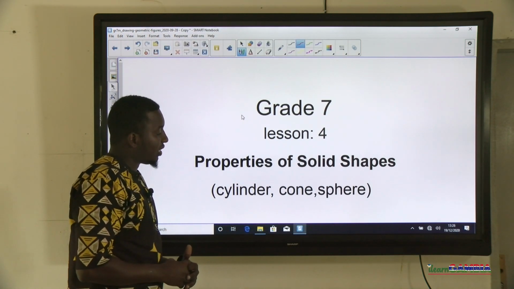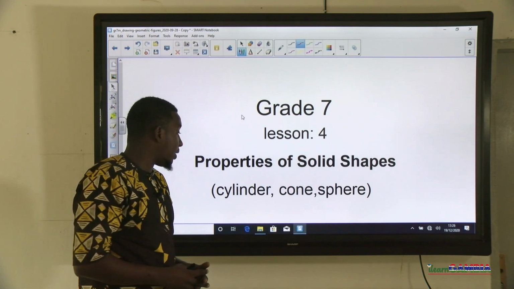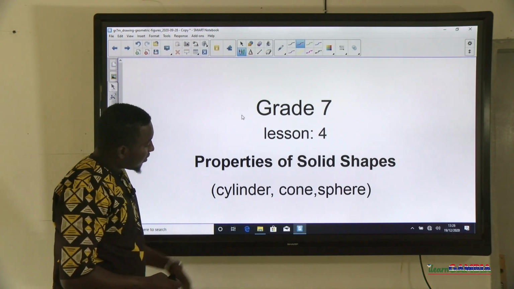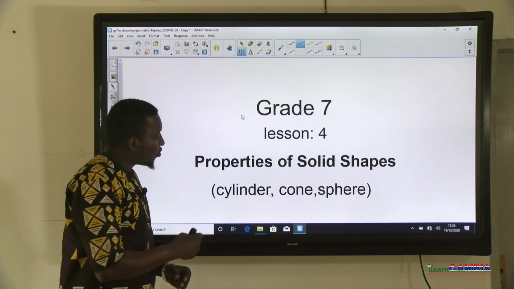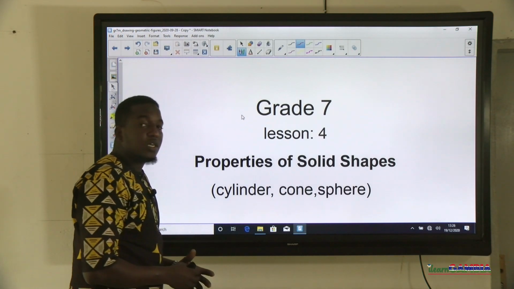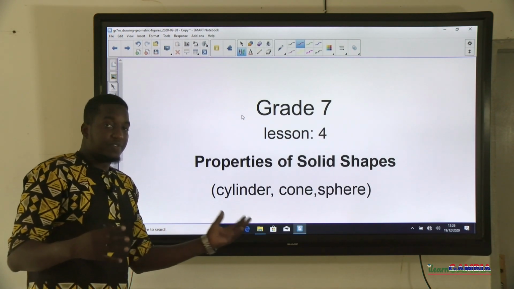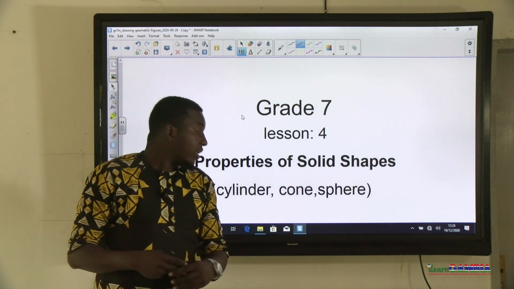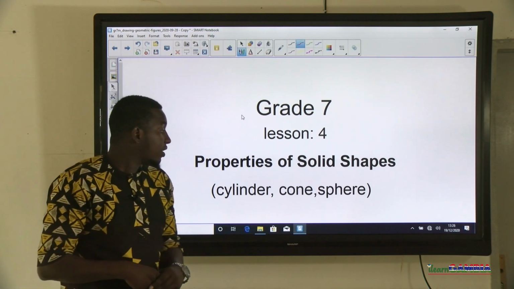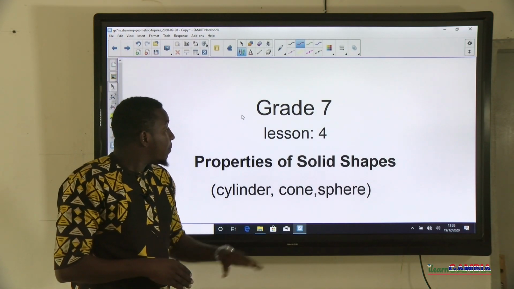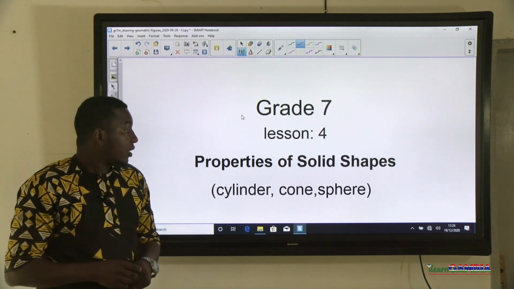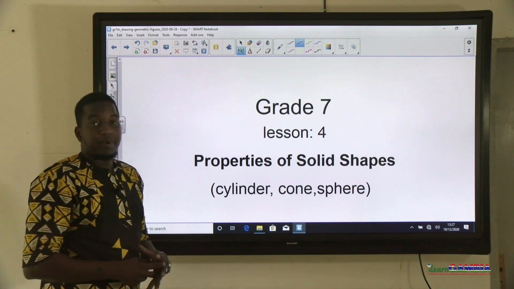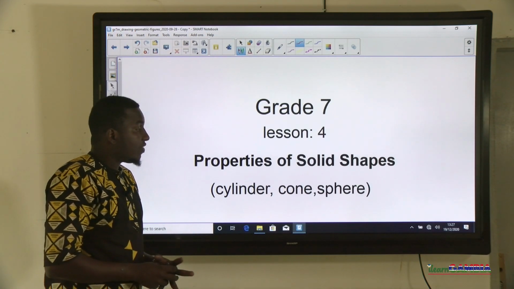What are the key properties that qualify them to be called a cylinder, a cone, or a sphere? We will look at them individually and discuss certain properties that they possess, so that whenever we find some of these shapes in our environment, we will be able to tell whether they are cylinders, cones, or spheres. Last lesson we talked about cubes and cuboids. You should be able to identify them whenever you see them in the environment.